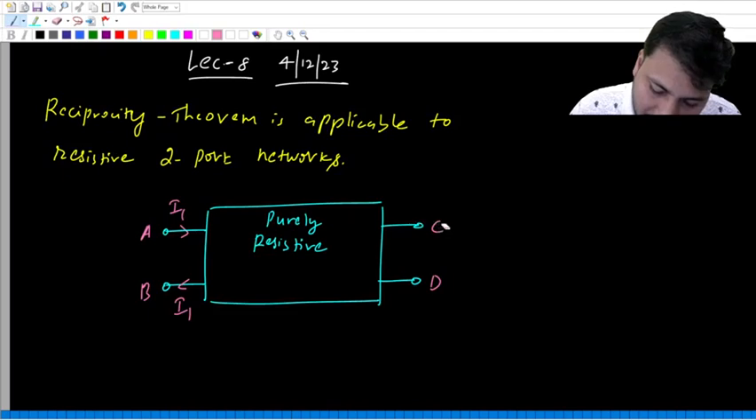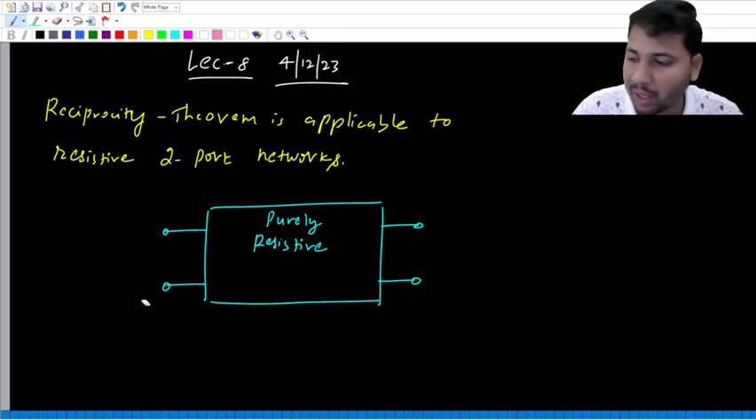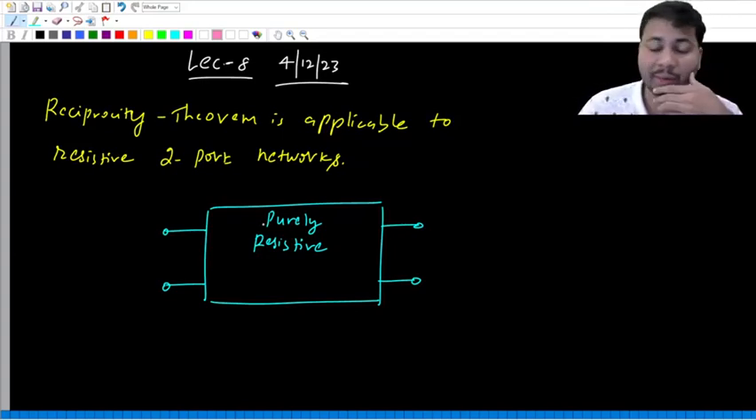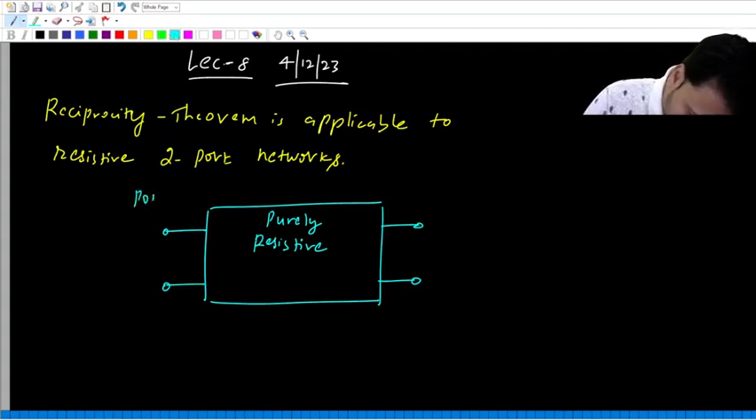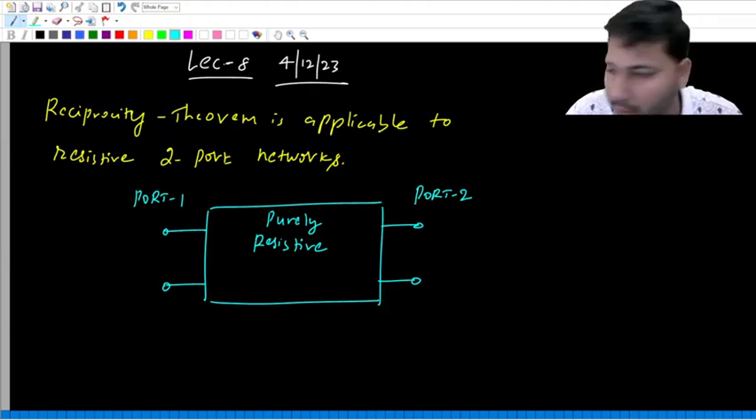So altogether we have two ports. Okay, so the two terminals on the left hand side will form a port, and the two terminals on the right hand side will also have a port. Okay, so we have a resistive two-port network. Now at each port we connect an independent source. I'll call the left hand side port 1, and the right hand side port 2.